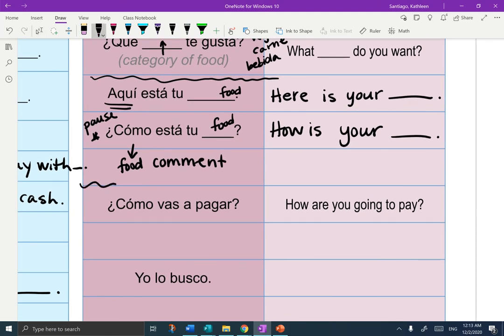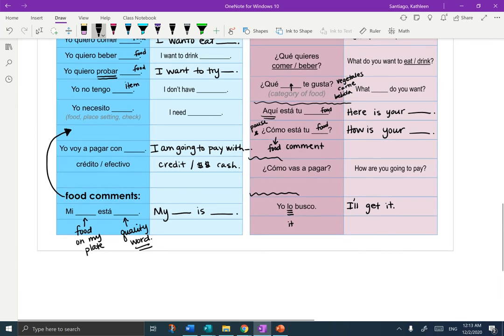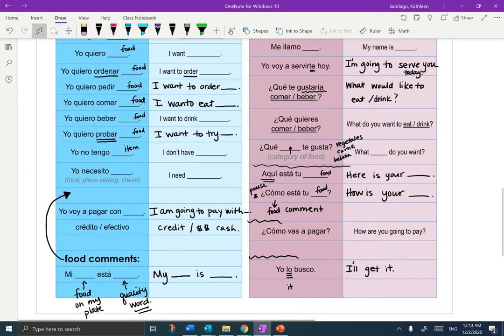Now, here's another pause, and now you're asking them about payment. ¿Cómo vas a pagar? How are you going to pay? The wait staff might, if something is missing and they say, yo necesito el vaso, I need the cup, then you would have to use this, which is, we just learned today, which means it, right? Lo. So yo lo busco. I'll get it, or look for it is really what you're saying, but it's like that idea of I'll get it. Yo lo busco.